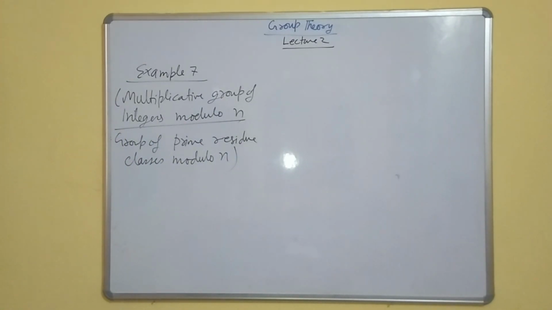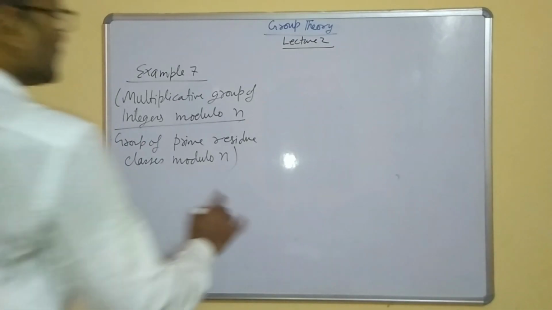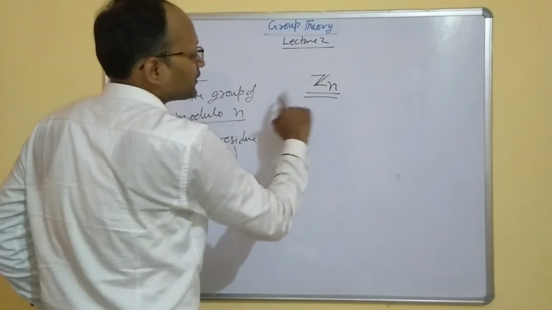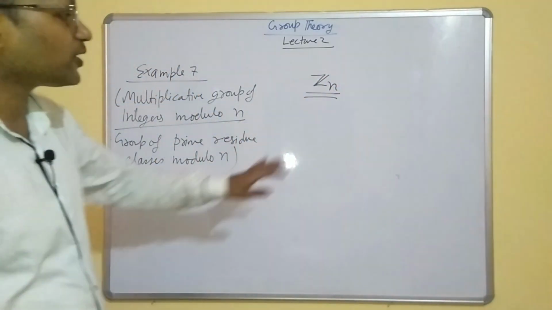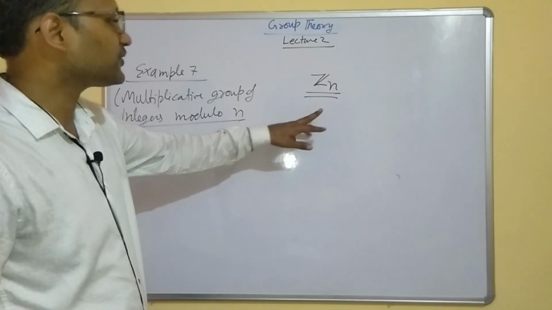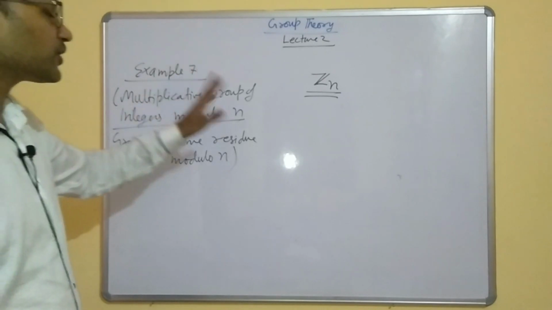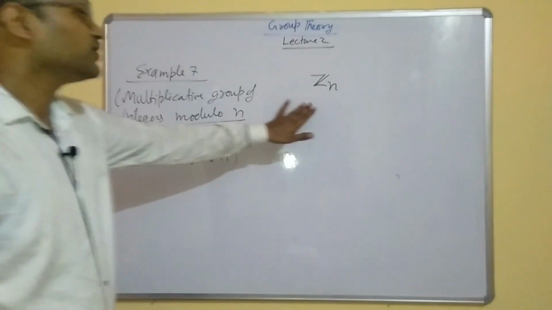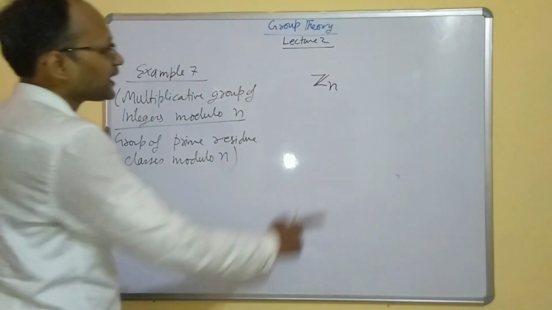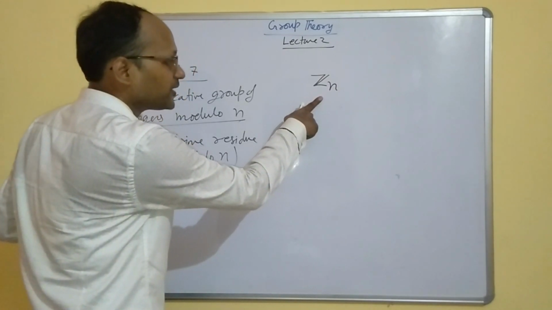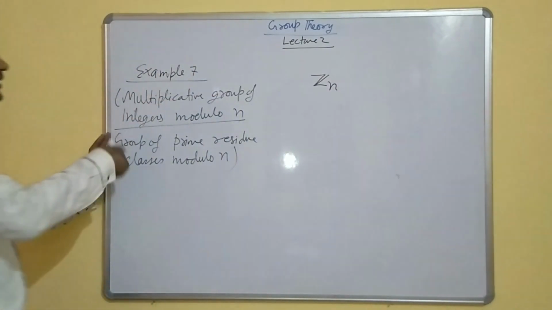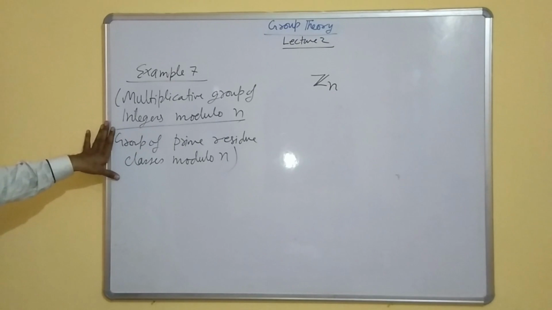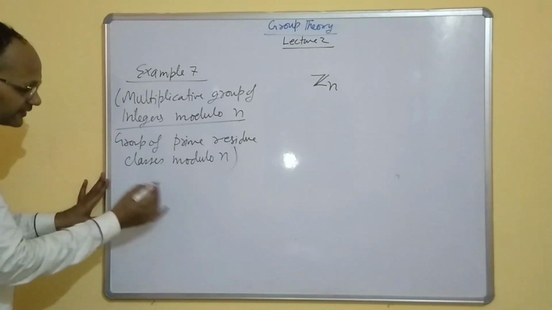Now the problem was that in Zn, this was the group with respect to addition, and there was one more operation, the operation of multiplication, but with respect to multiplication it was not a group because there were elements whose inverse does not exist. So what we will do is take all those elements of Zn which have a multiplicative inverse, and that will form a group called the multiplicative group of integers modulo n, or group of prime residue classes modulo n.